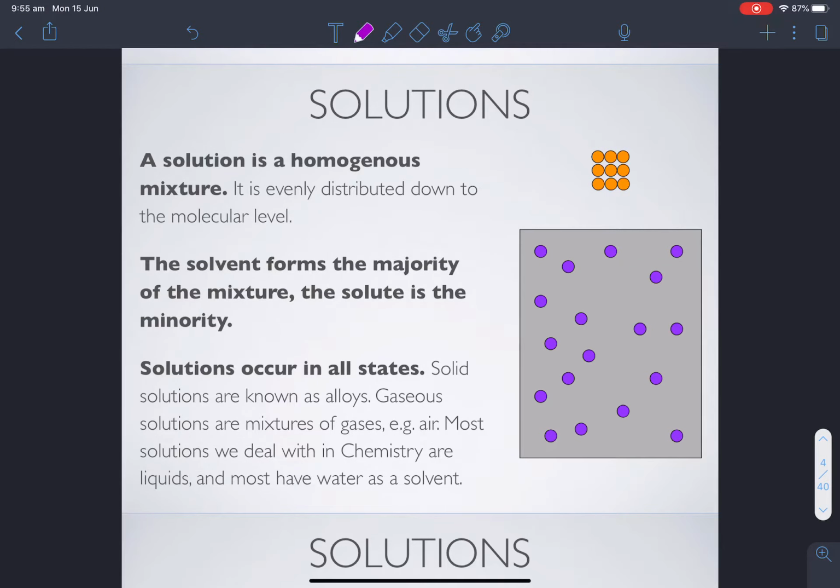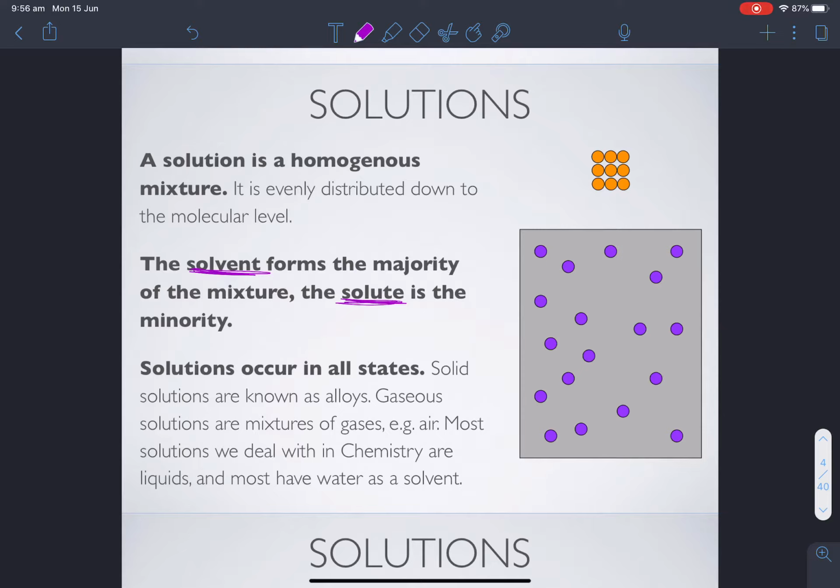Okay, a solution. A bit of revision here. So a solution is a homogeneous mixture. It's evenly distributed down to the molecular level. The solvent forms the majority of the mixture, and the solute is the minority. Okay. So something dissolves in something, but it's a little bit more complicated than that. The solvent is the majority, the most number of particles. The solute is the least number of particles.